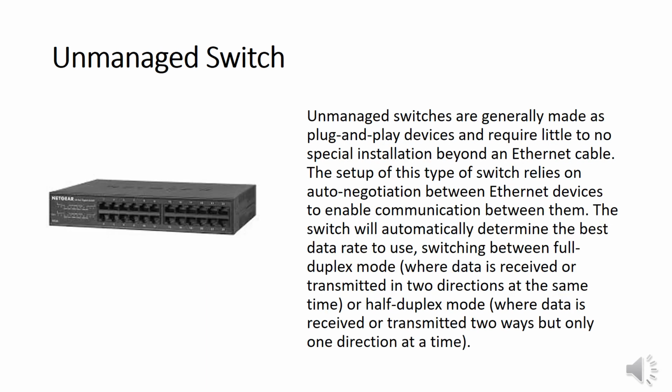Unmanaged Switch. Unmanaged switches are generally made as plug-and-play devices and require little to no special installation beyond an Ethernet cable. The setup of this type of switch relies on auto-negotiation between Ethernet devices to enable communication between them. The switch will automatically determine the best data rate to use, switching between full duplex mode, where data is received or transmitted in two directions at the same time, or half duplex mode, where data is received or transmitted two ways but only one direction at a time.